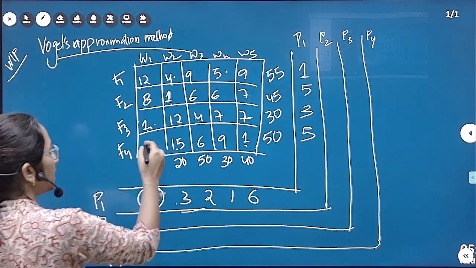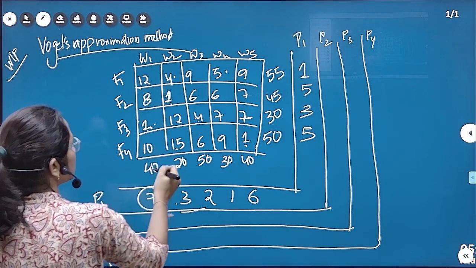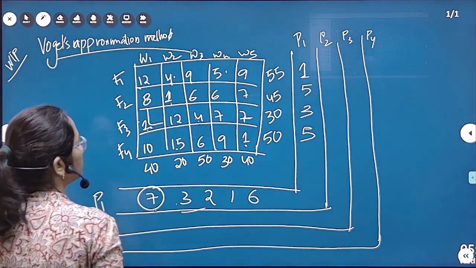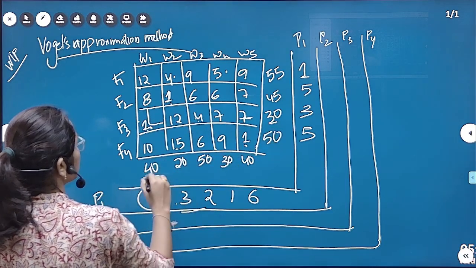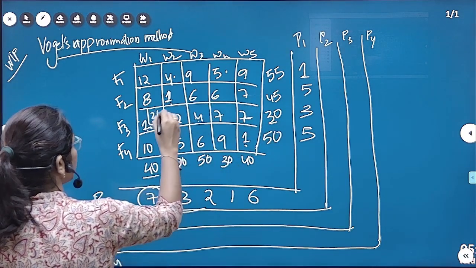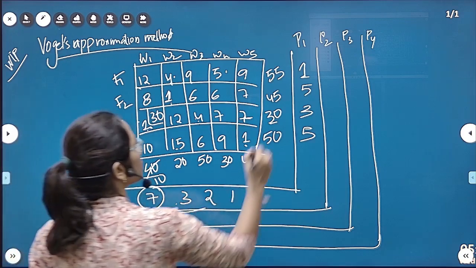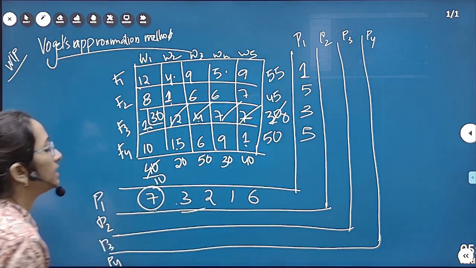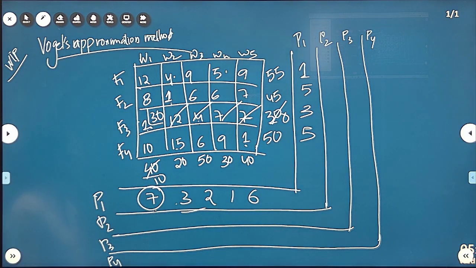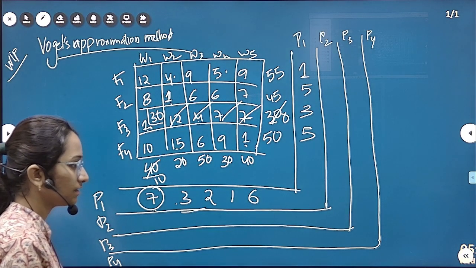So now we have to reduce the cost from this W1. So how will we reduce? We need to choose the least cost from the W1. So the least cost is 1. So here 30 units and here 40 units. So 30 units will be reduced from 40. So still there will be 10 units. So make it 0 and cross it. Clear now? Yes, ma'am.